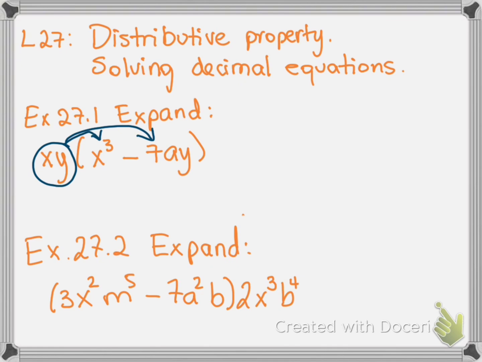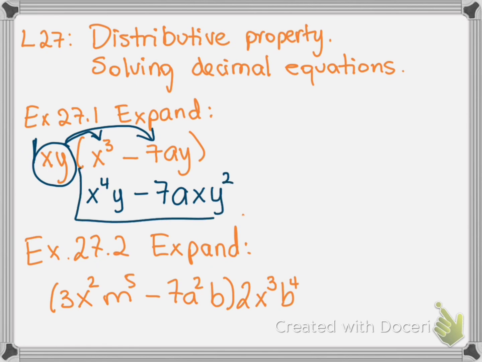So when we do the first one, remember we add the exponents. So we're going to have x^4y. And then when I multiply xy times negative 7ay, there's like a 1 here, so negative 7a. The x doesn't change, and then the y would be y squared. And that's all we have to do.